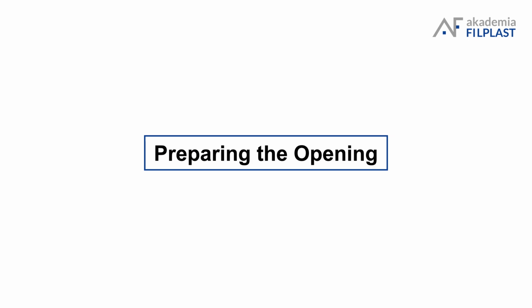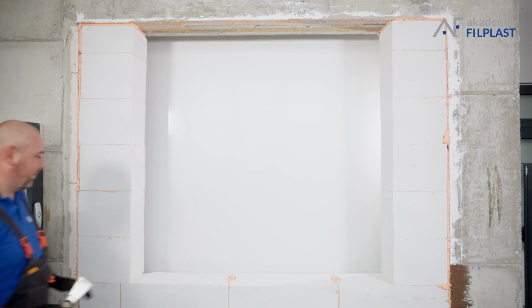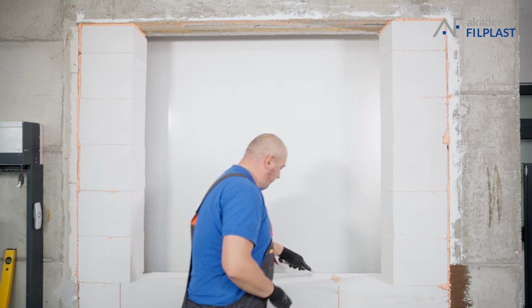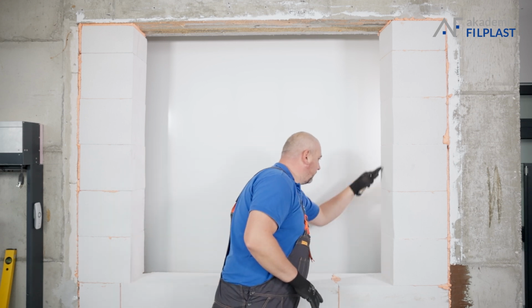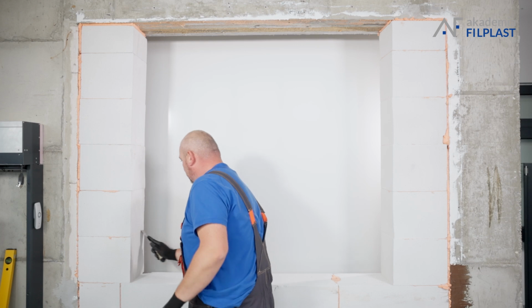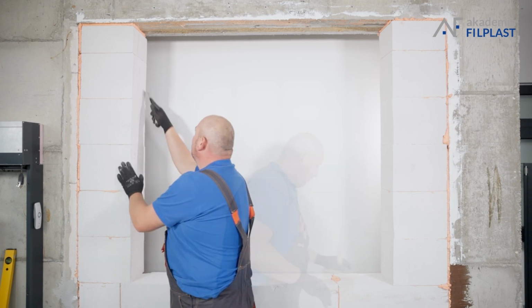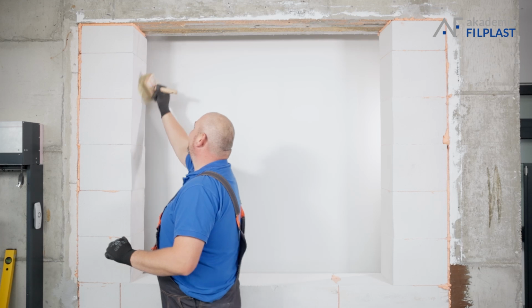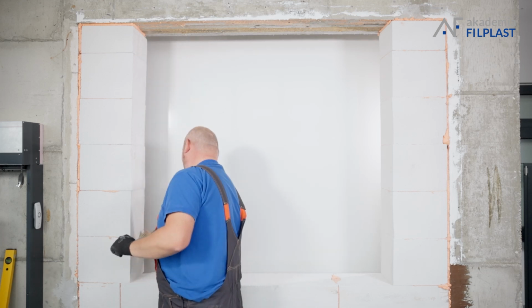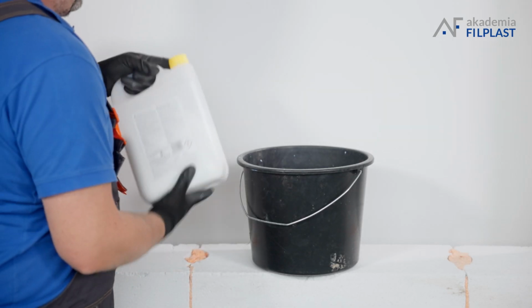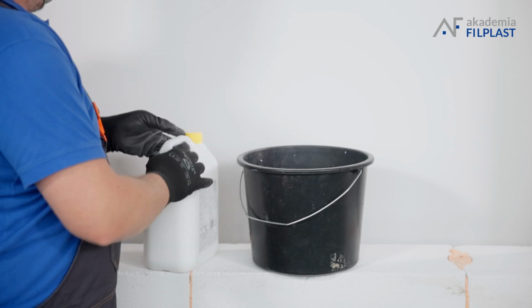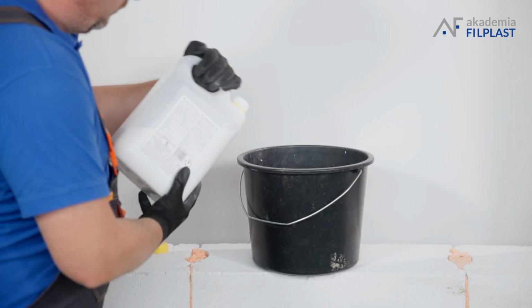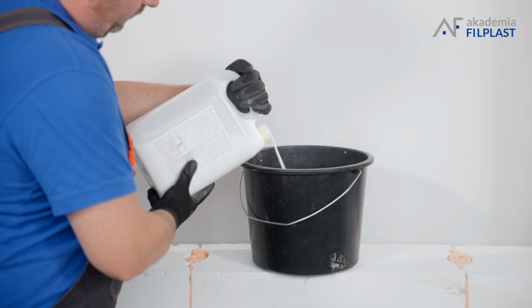Preparing the opening. Start by preparing the opening where the window will be installed. Ensure the surface is level and ready for function tape application. Clean the installation area thoroughly to remove dust and debris. For ceramic walls, e.g. Porotherm blocks, plaster the opening. For cellular concrete or silicate walls, priming the opening is sufficient.